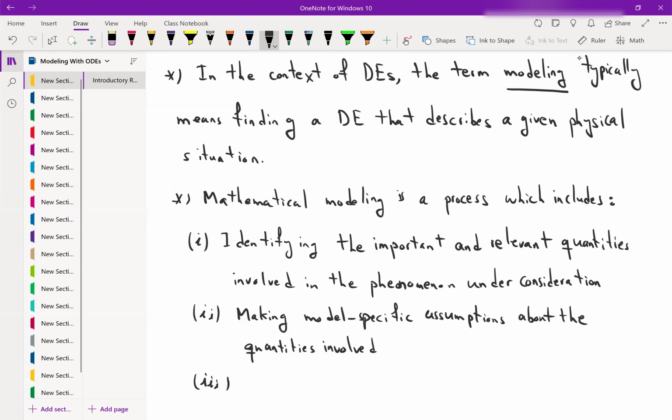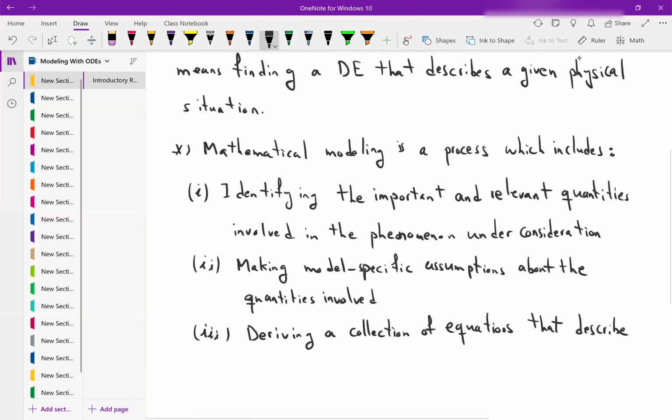Three, deriving a collection of equations or inequalities. These equations do not necessarily need to be equalities. They may be inequalities that describe the quantities of interest.